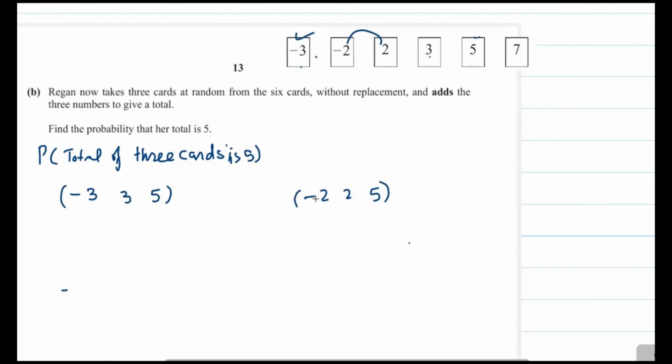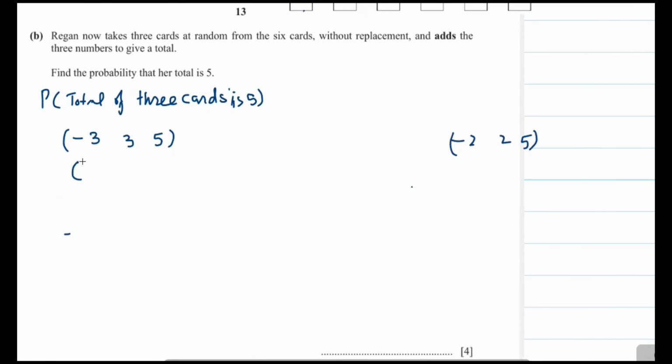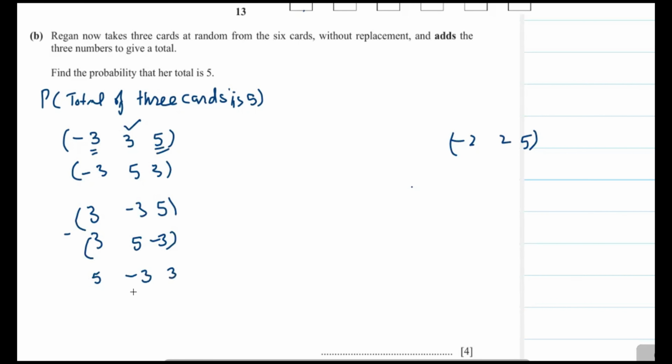That is the second possibility. Now the other possibility, you fix minus 3, that can be written as 5, 3. And same as when you take 3, the minus 3, 5 and 3, 5 minus 3. Second, you take 5. The possibilities will be, sum of 3 cards will be 5 is taken, minus 3, 3. And you can write as 5, 3 minus 3. Now these are the 6 possibilities.